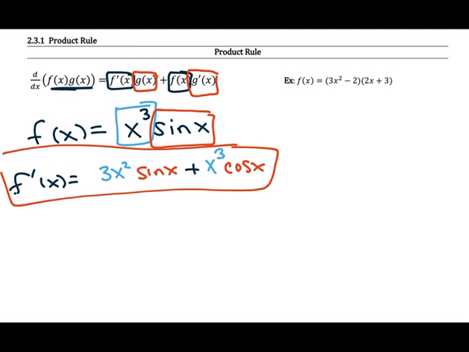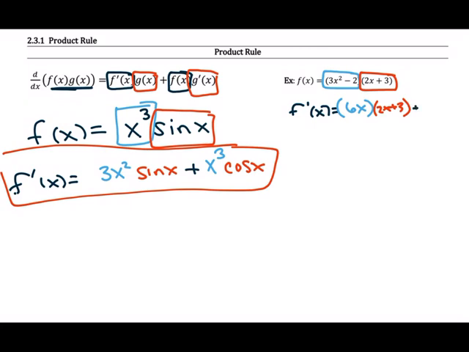Something that's really helpful, especially if you have multiple colors, is to identify your two separate functions. So I'm going to look at this example on the right. I'm going to call this first part my blue function and the second part my red function. So when I am finding the derivative, I'm going to find the derivative first of the blue function, which using the power rule is just going to be 6x. I'm going to multiply that by the second function, not its derivative, just the second function.